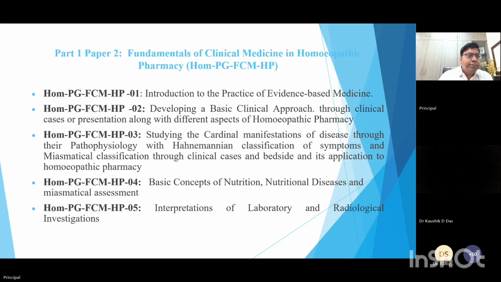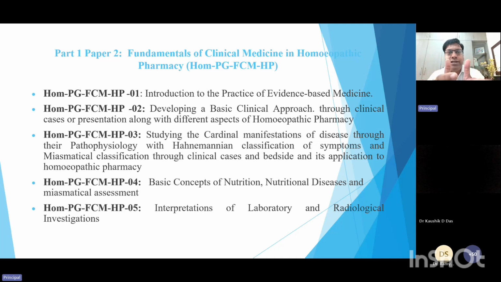So the objective of this paper 2, or this subject, Fundamentals of Clinical Medicine, is that as a PG trainee or PG scholar of homeopathic pharmacy, we should have a thorough knowledge about homeopathic pharmacy. But the application of this knowledge is to be practiced in the homeopathic pharmaceutical laboratory in the hospital pharmacy. First of all, it is to be practiced and implemented in the clinic setup in the hospital. So the PG trainee is also required to have a thorough knowledge about clinical medicine.